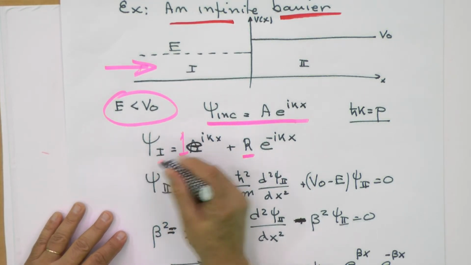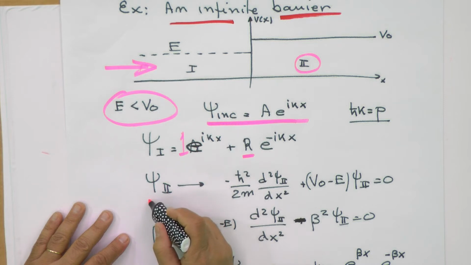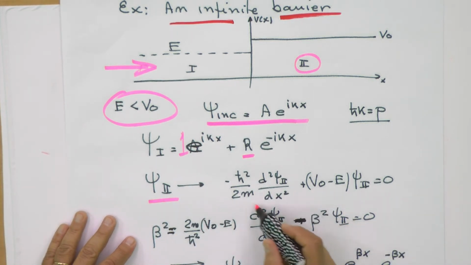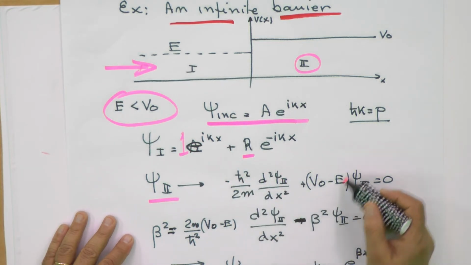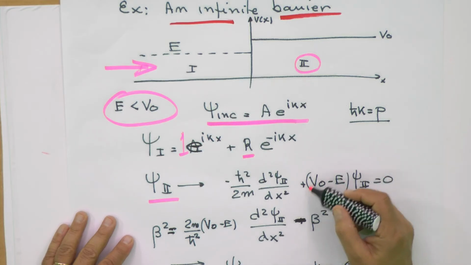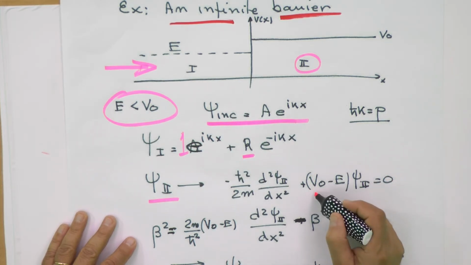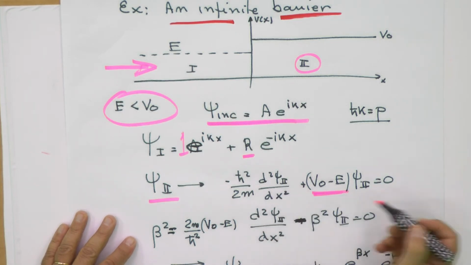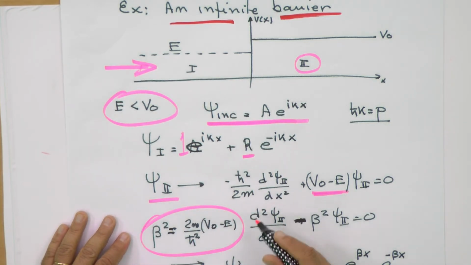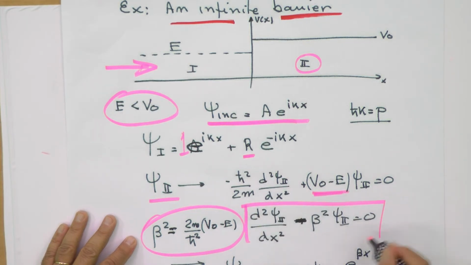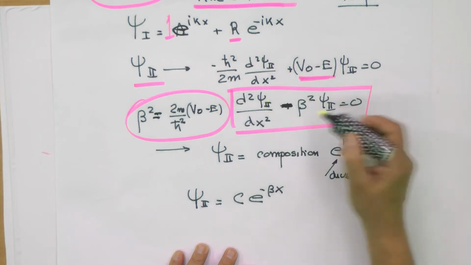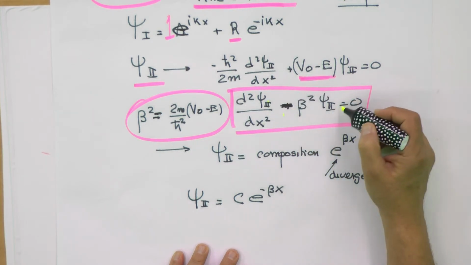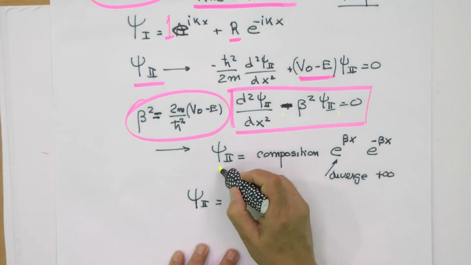And in the second part, which is inside the barrier, we already solved something similar. We put minus h bar squared over 2m, the second derivative, plus V0 psi equal to E psi. We take the E to this side, and we call it beta squared, as before we called it q, but now we're going to call it beta, and we get this equation. And we know, because you are good students, that whenever I have the second derivative minus a real constant times the function, the solution is exponential.